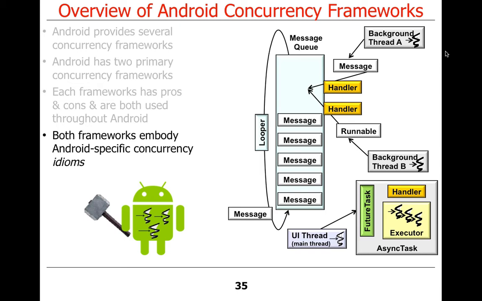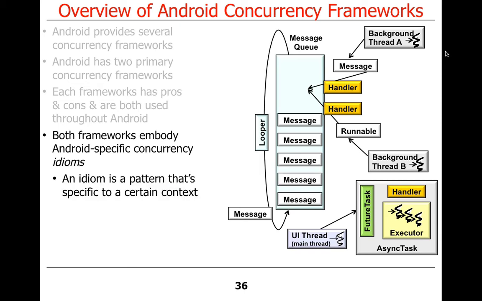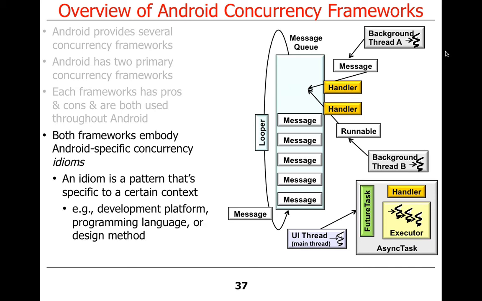Another thing to keep in mind, just so your knowledge of abstractions in this space is comprehensive and well-founded: both of these frameworks embody what we know as idioms. These are Android-specific concurrency idioms. An idiom is basically a pattern that's very specific to a particular context. For example, there are patterns for particular development environments. The patterns you might use for Unix might not quite be the same as the patterns you would use for Windows or for Mac OS. There are also platforms that differ based on programming language.